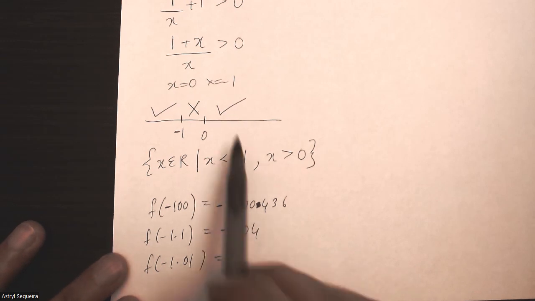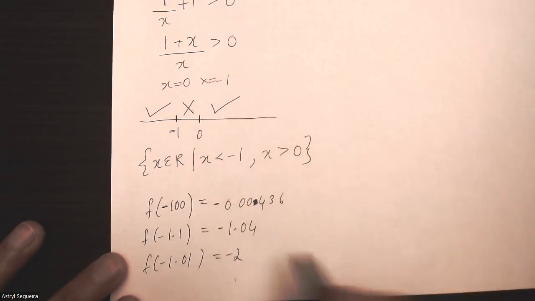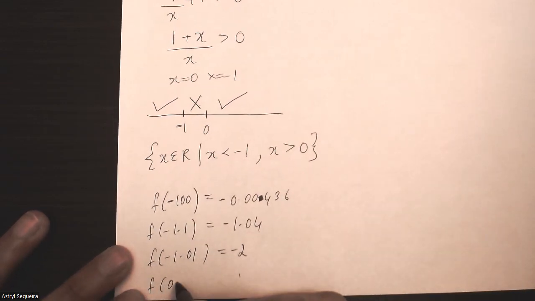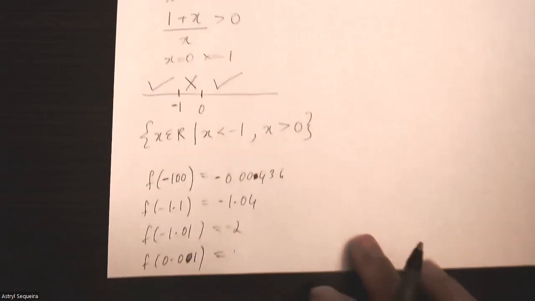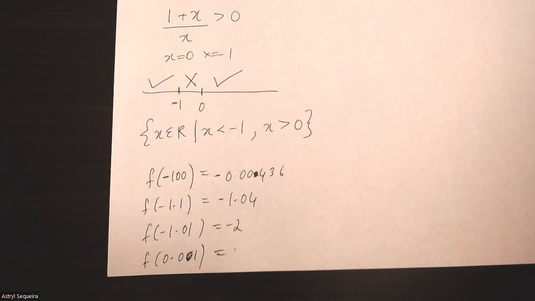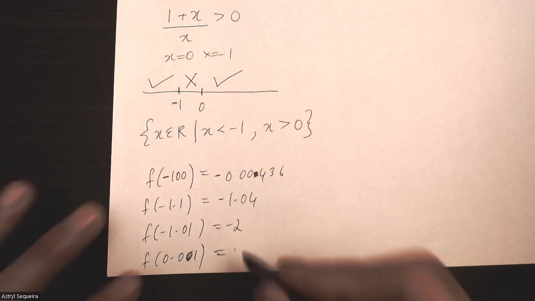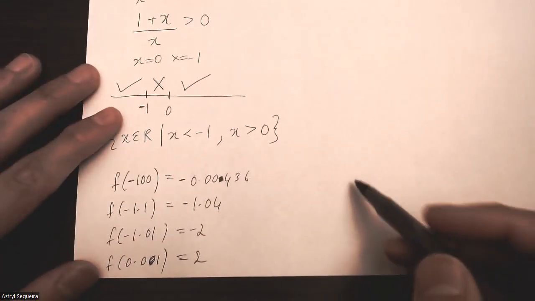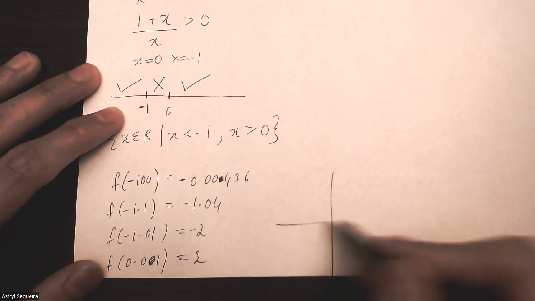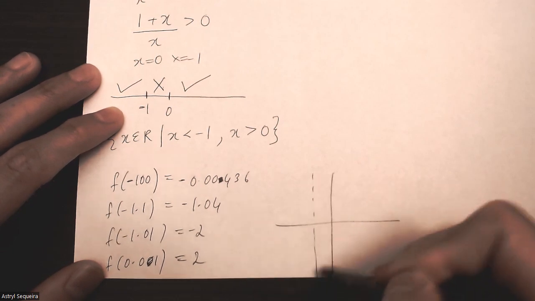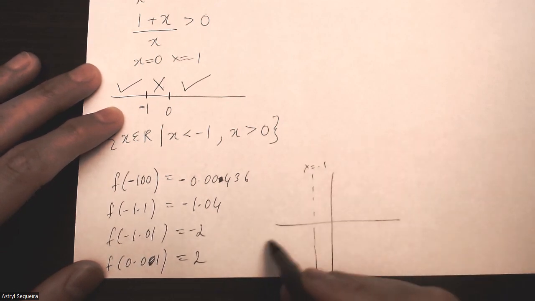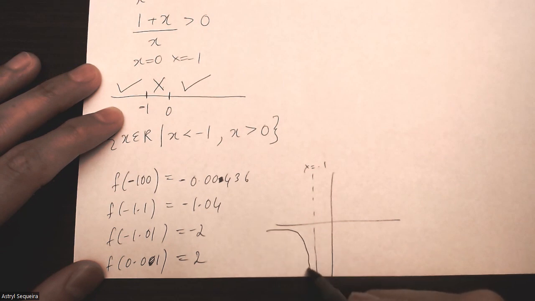Now let's go to the other side of the asymptote, from 0 to positive infinity. I'll sub in f of 0.01. And if I do this, I get positive 2. So this is basically approaching from the top. If you think of the graph of this, it's kind of what I'm doing. We have a vertical asymptote at negative 1, and then this side is just going like that.